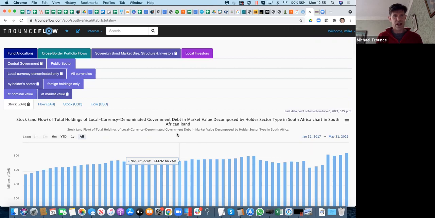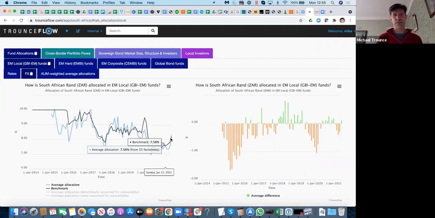How are they positioned now? Well, we know how they're positioned as of the end of last month. There is data that we can use to see what's been happening over the last two or three weeks. That comes at a daily frequency from the Johannesburg Stock Exchange, and I'm going to turn to that next.